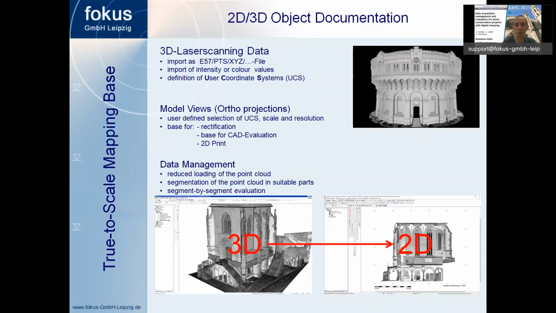This way can also be used for laser scanning data. That means at first scanning data need to be imported. Then user coordinate systems are to be created. And with the help of this data, model views are created that calculate auto projections. You can see at the bottom.